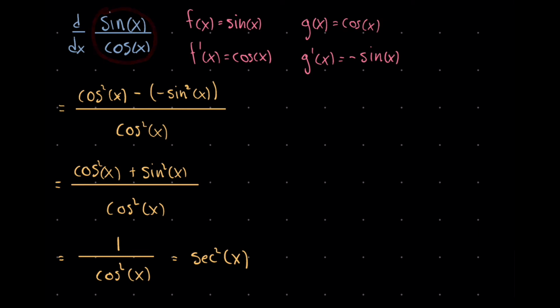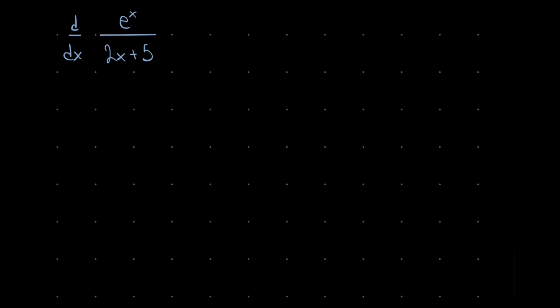Now, just one more cool thing I would want you to notice is that we have sine of x over cosine x, and sine of x over cosine x is literally just tangent of x. So secant squared x is also the derivative of tangent of x. And so in fact, using the quotient rule, we could prove what the derivative of tangent is, secant squared x. So let's try some examples now with e and the natural logarithm.